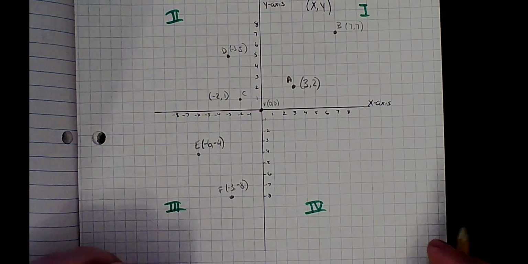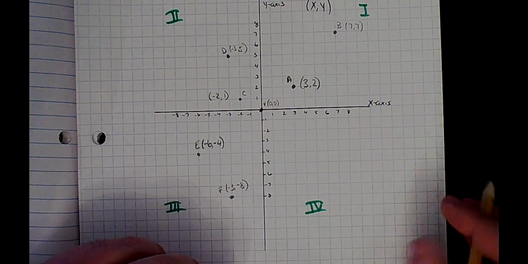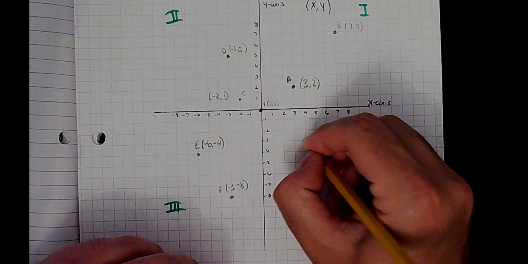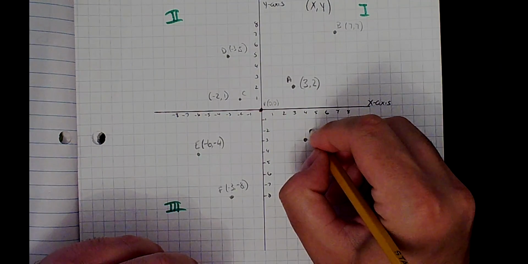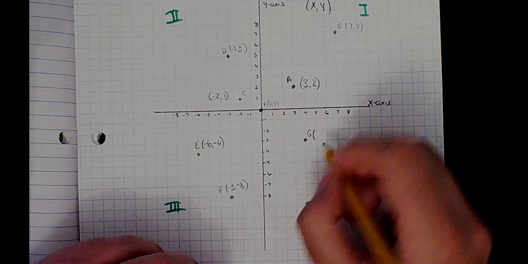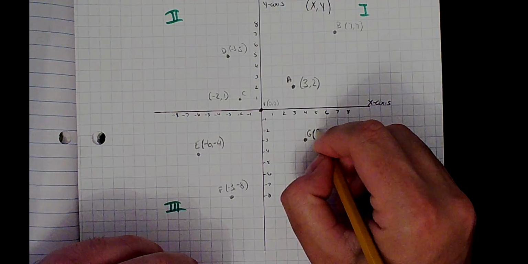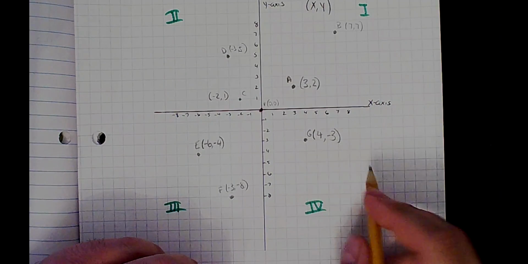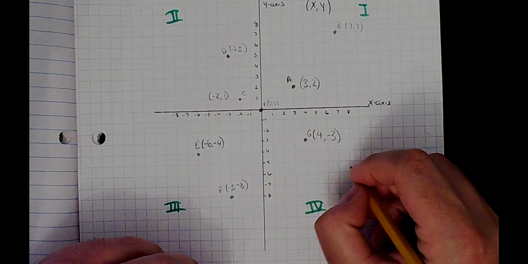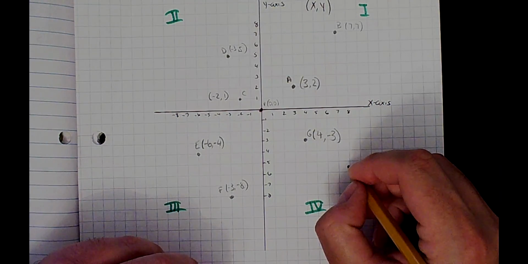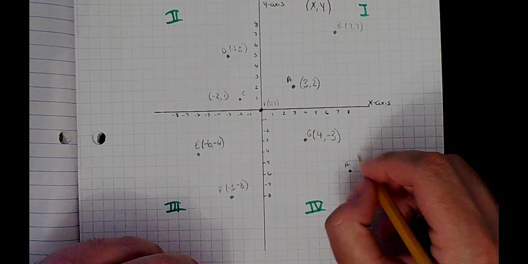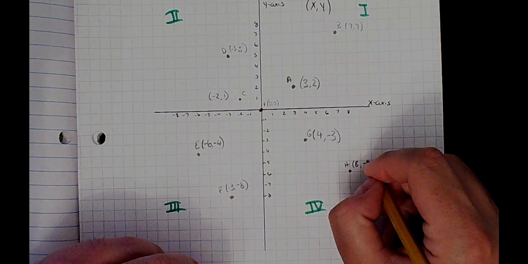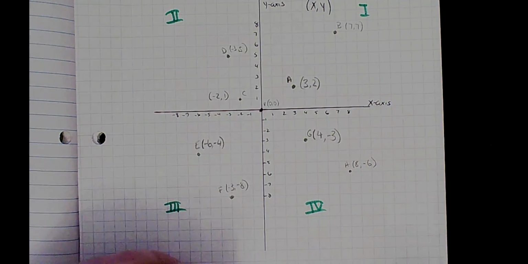And let's go to the fourth quadrant right now. The fourth quadrant, I'm going to put a point over here. We'll call it point G. And x-axis first, y-axis second. And let's do one last one, H. Let's go here. 8 is the x-axis, -6 is the y-axis.